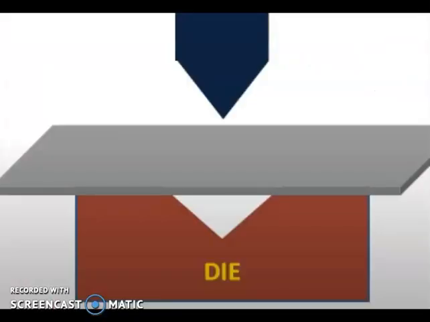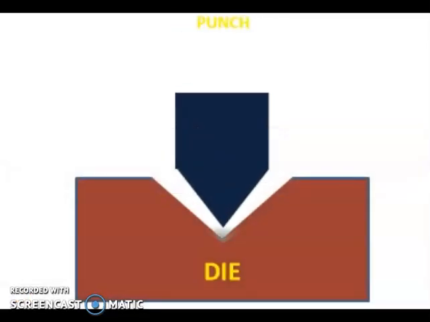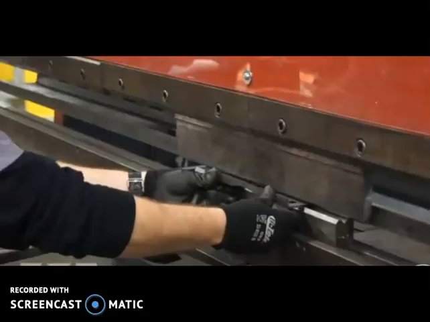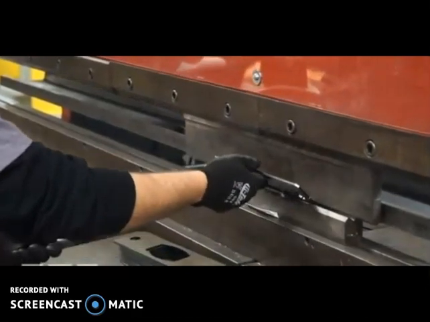Here in this animation you can see the bending operation. The sheet metal is placed over the die and you have the punch at the top. You can see a bending operation in this video.